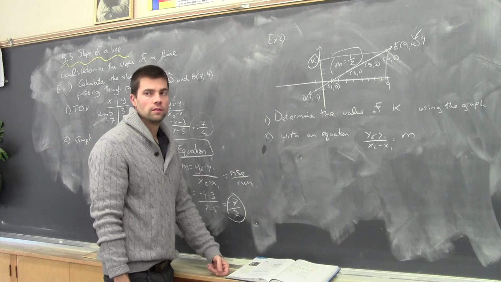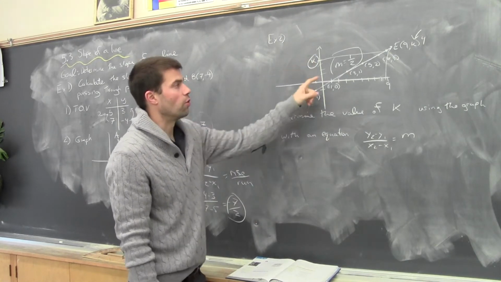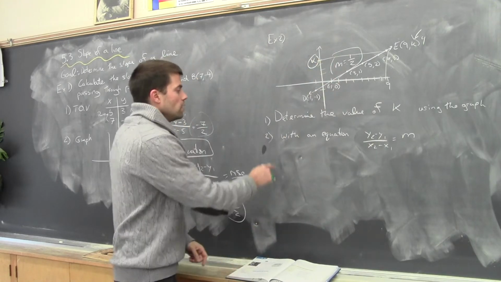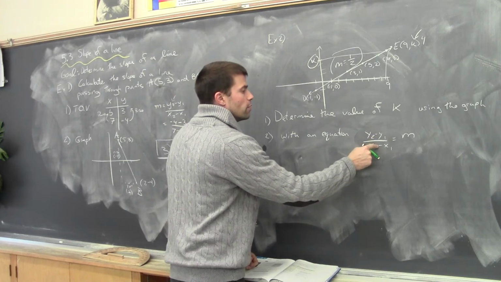Oh, okay. I just explained it though, right? Yeah, you can either just look at the graph, or you can go with the slope. Number 2, with an equation. This is much easier, right? We're just going to substitute our values in now.